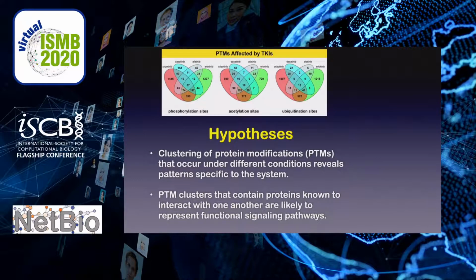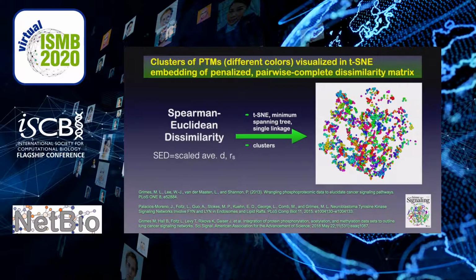Since signal transduction involves covalent modification of proteins, we hypothesized that patterns in these PTMs, when combined with protein-protein interaction, will elucidate functional signaling pathways in the cells that we are studying. The underpinning nuts and bolts have all been published, and I don't have time to go into the details of these, but they have been extensively evaluated and validated.